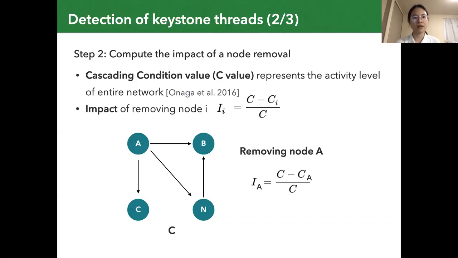Impact value of removing node i is calculated by simulating the removal of node i, then recalculating the C value as Ci. That is, for example, if we temporarily remove all edges that connect with node A, then we compute Ca and compute the impact value of node A. Then we apply this calculation to all nodes and measure their impacts one by one.